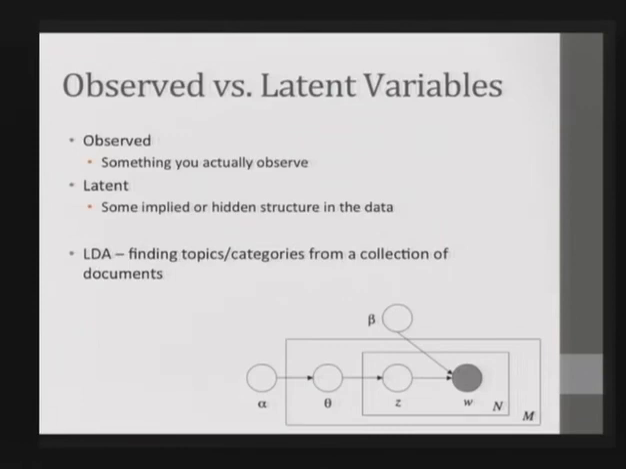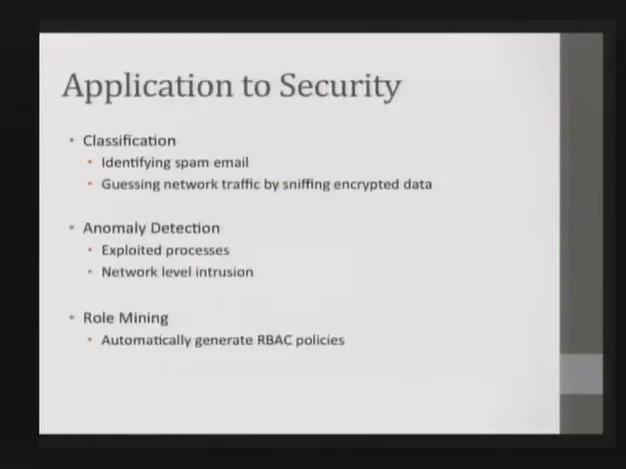And then why am I talking about all this? Well, all this applies to security. So classification you can use to identify spam or non-spam email, like I had mentioned. You can use some machine learning techniques to try and identify what websites people are visiting. So if you have just a bunch of encrypted data over a network wire that you can sniff, instead of just saying, well, I can't do anything with it, it's encrypted, you can still maybe infer some information there.